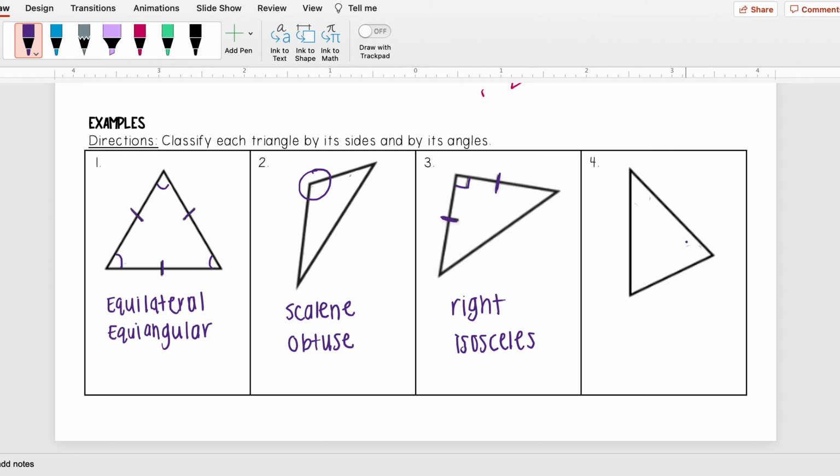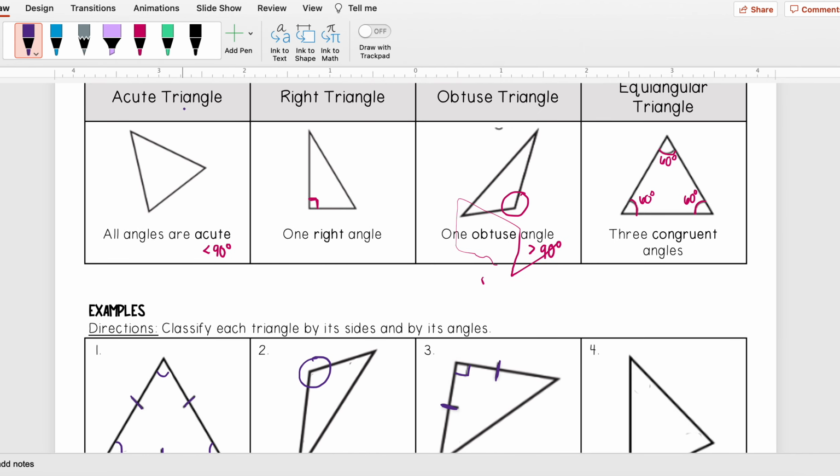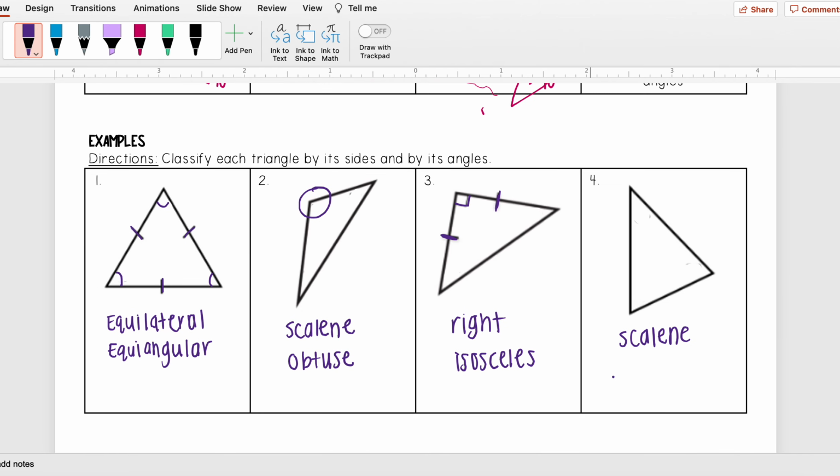Okay, now looking at this last one, I don't have any tick marks, so that means that I don't have any congruent sides. So since I have no congruent sides, that's going to be scalene. And then looking at its angles, I see I don't have any right angles because I don't have that box in there. I see none of them are obtuse either because none of them are greater than 90 degrees. They're not marked as being the same. And so I see that this one's going to be an acute triangle because all the angles are less than 90 degrees.